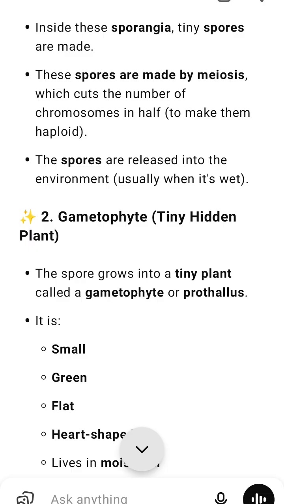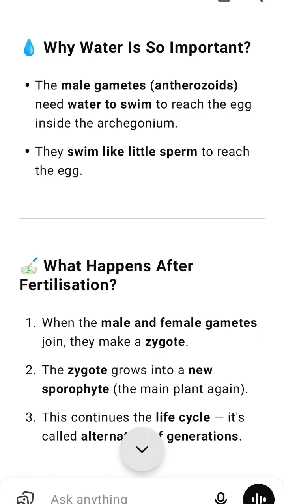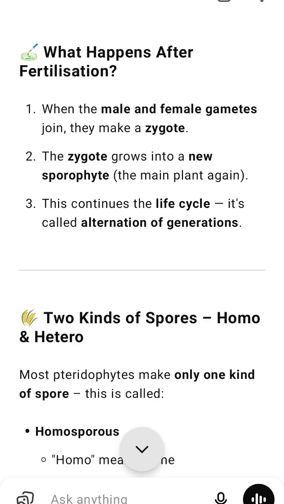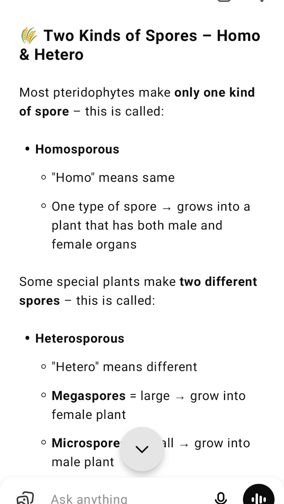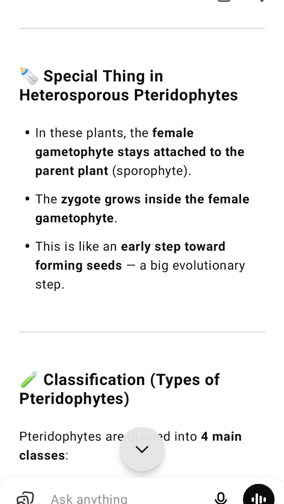Types of spores. Homosporous plants make only one type of spore, e.g. most ferns. These grow into gametophytes that have both male and female organs. Heterosporous plants make 2 types of spores. Megaspores, big, grow into female gametophyte. Microspores, small, grow into male gametophyte. Examples: Selaginella, Salvinia. The female gametophyte stays attached to the parent plant and helps grow the baby plant, embryo, inside it.